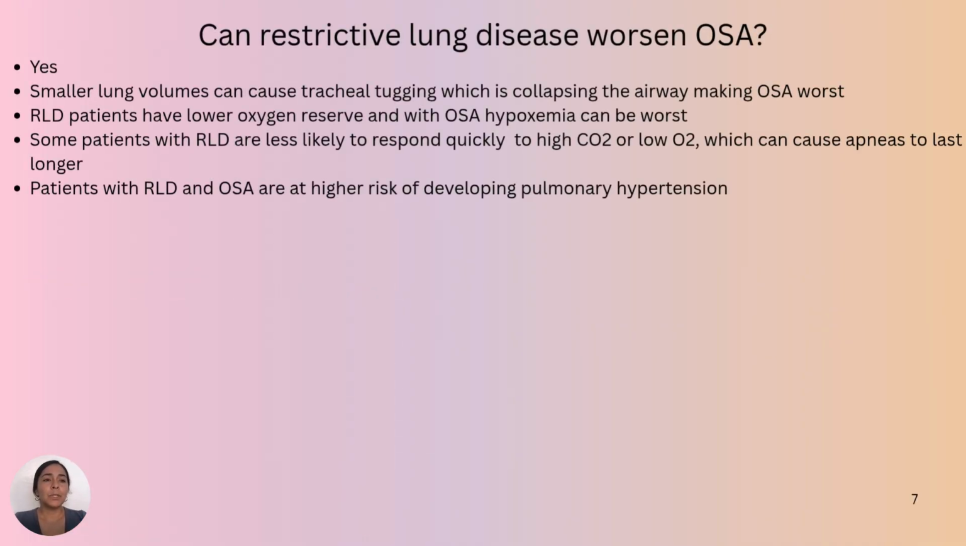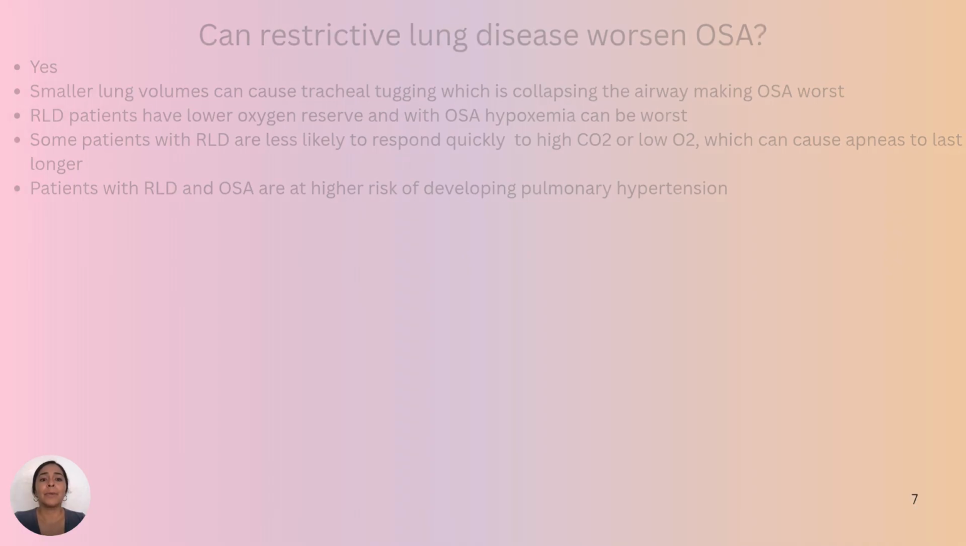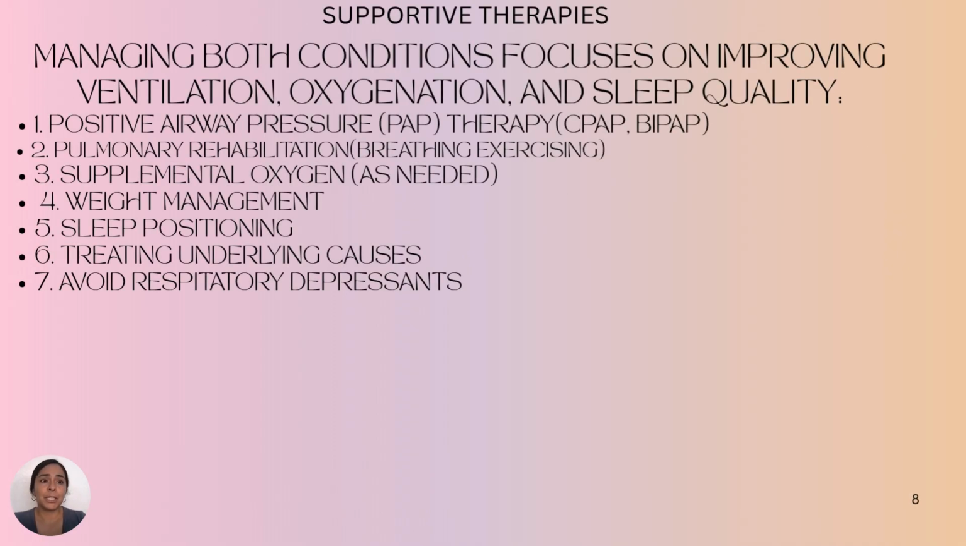Can restrictive lung disease worsen OSA? Yes. Smaller lung volumes can cause tracheal tugging, which is collapsing of the airways, making OSA worse. Restrictive lung disease patients have lower oxygen reserves, and with OSA, hypoxemia can be worse. Some patients with restrictive lung disease are less likely to respond quickly to high CO2 or low O2, which can cause apneas to last longer. Patients with restrictive lung disease and OSA are at higher risk of developing pulmonary hypertension.